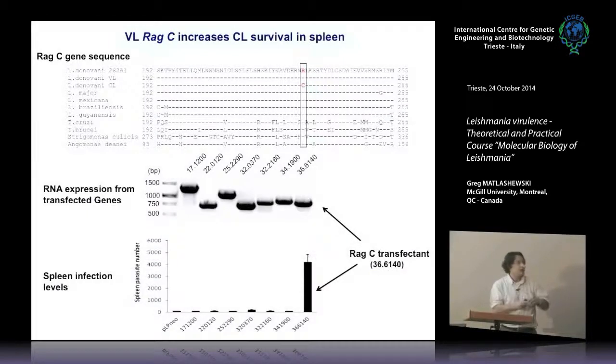So this is why you don't have to have gene deletions. All you have to have is changes in a single amino acid. And you can convert this into a more virulent parasite, as shown here in the levels in the spleen. So that was one of the changes that we think is important for this change in phenotype.